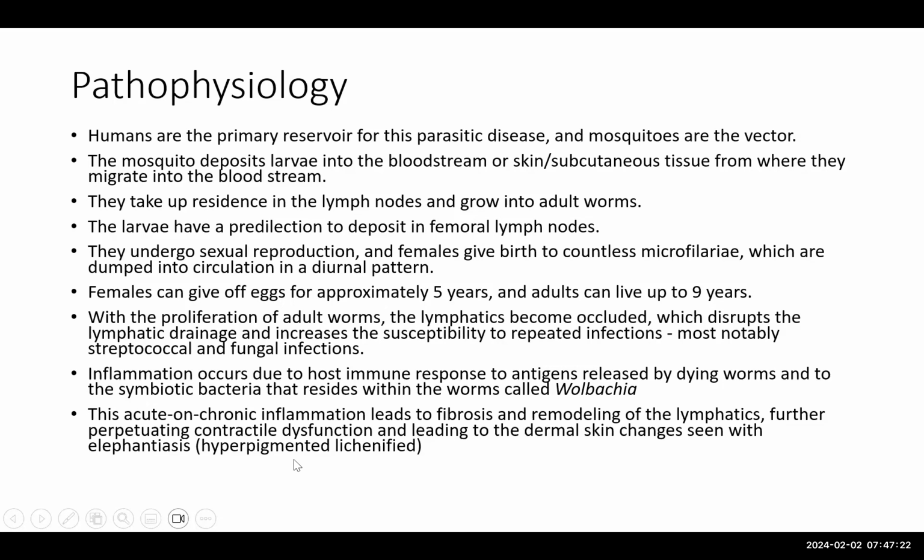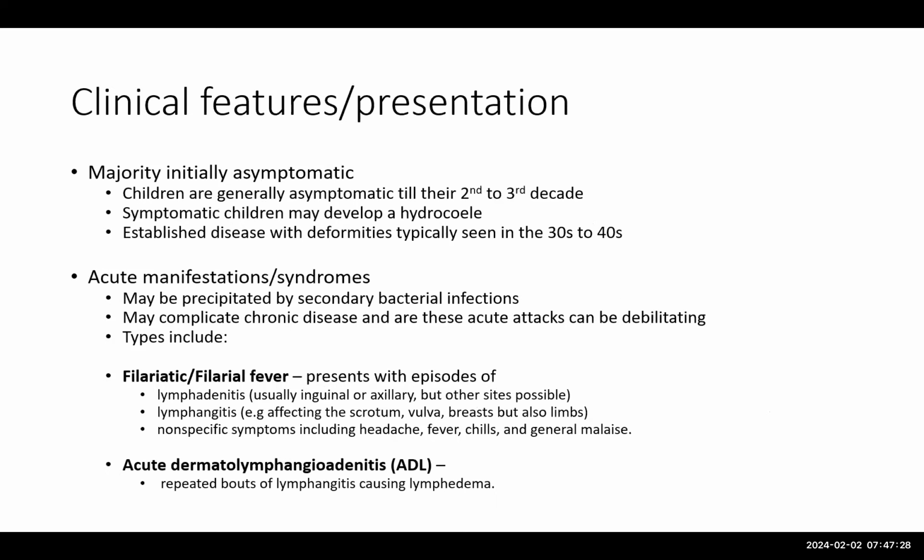So this cyclical thing leads to chronic inflammation, skin changes, damage of the lymphatics, and all of that. So the clinical features: we've said that the majority of children are asymptomatic until their 2nd to 3rd decades, like our index patients. Early on, children may develop a hydrocele, but established disease is usually seen in the 30s to 40s.